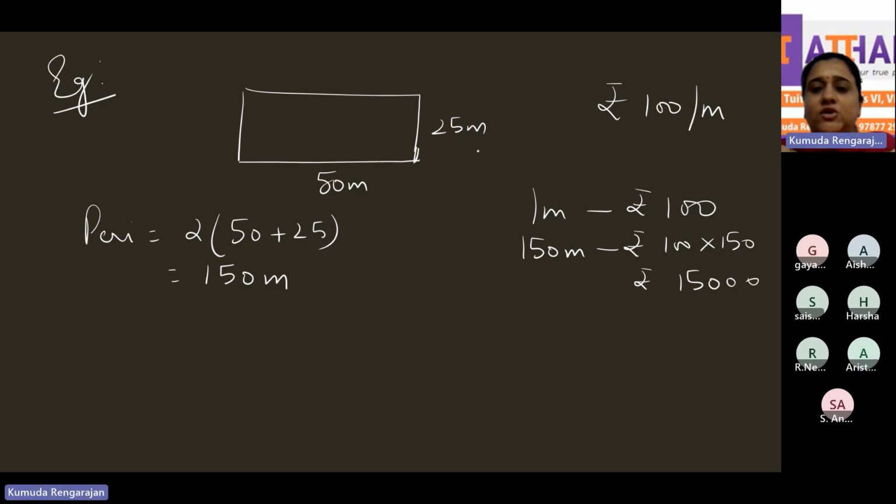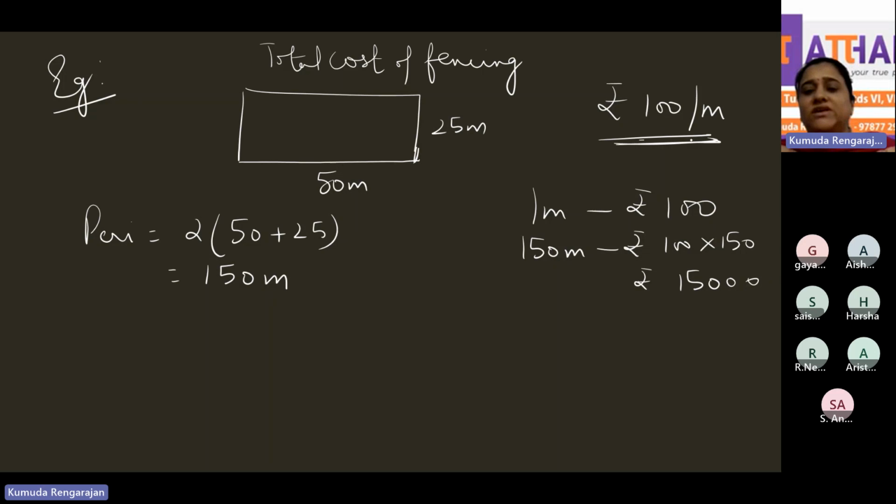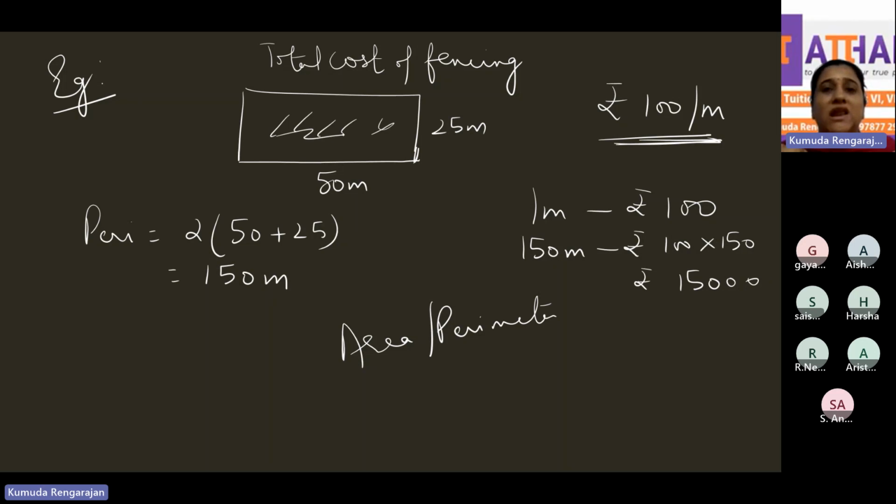Now, say we have to find the total cost of fencing, given that 1 meter of fencing costs 100 rupees. So what will you find? There are only two things. Will you find area or will you find perimeter? Area is needed if you are leveling the plot, which has ups and downs, or doing some activity in the plot. But fencing happens along the boundary, so you wouldn't find area. For fencing, you'll find the perimeter.